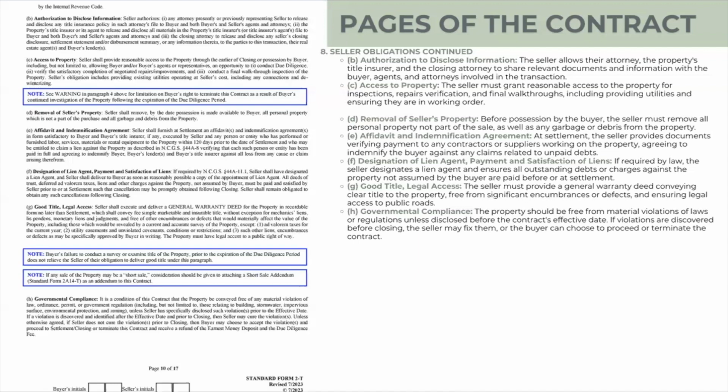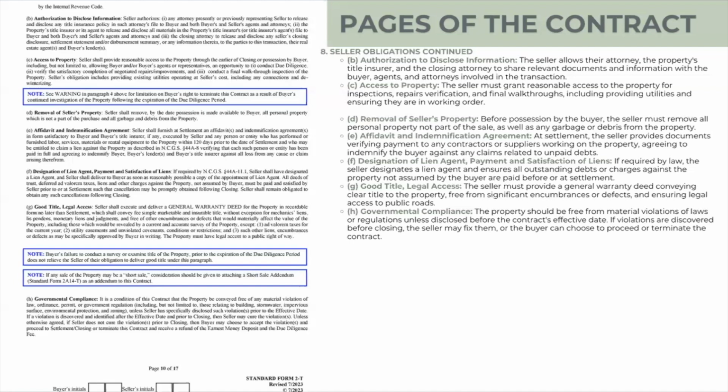And designation of lien agent, payment and satisfaction of liens. If required by law, the seller designates a lien agent and ensures all outstanding debts or charges against the property not assumed by the buyer are paid before or at settlement. And good title, legal advice. The seller must provide a general warranty deed conveying clear title to the property, free from significant encumbrances or defects, and ensuring legal access to public roads.